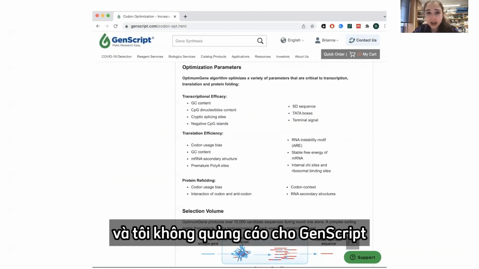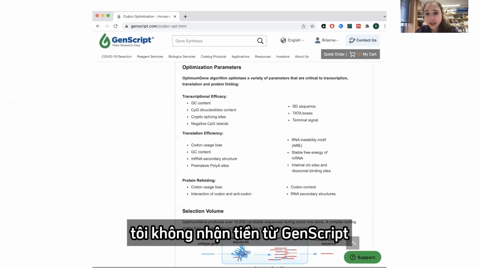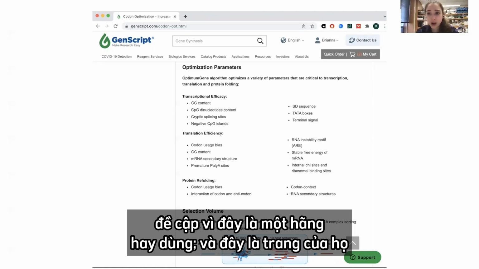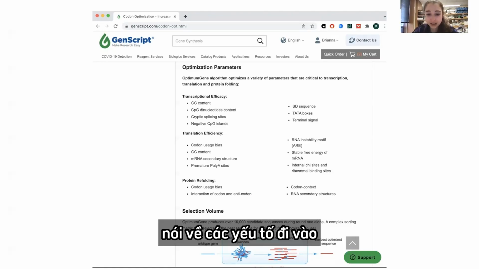And I am not advertising for GenScript. I don't get paid for GenScript. This is just one of the common ones that I use, and this is their website of the type of things that go into their tool.